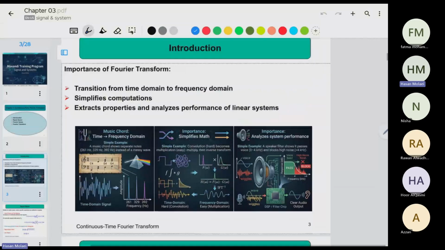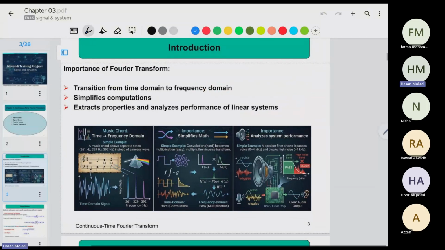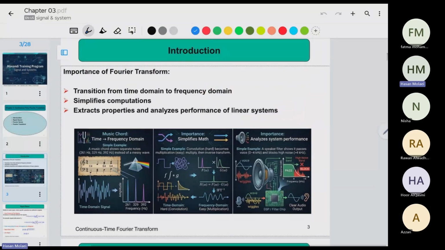One of the reasons is, as you saw, in the time domain we should do convolution. These inputs are really simple. If the input is a bit more complicated, it's not easy to find the output. So when you go through Fourier transform, it means you are changing the domain from time to frequency.